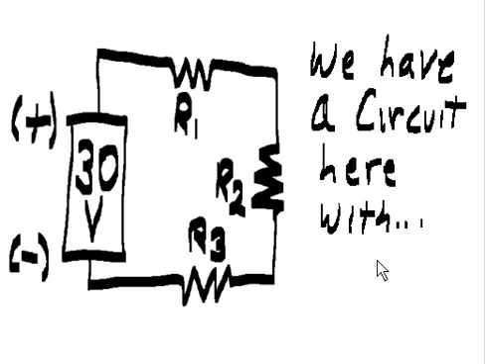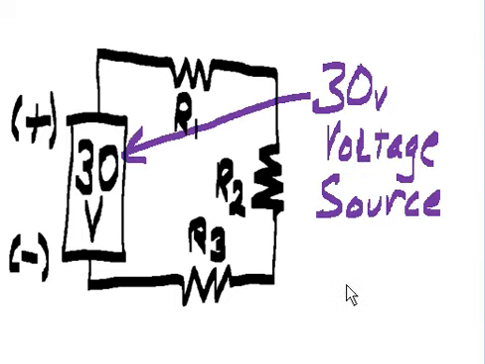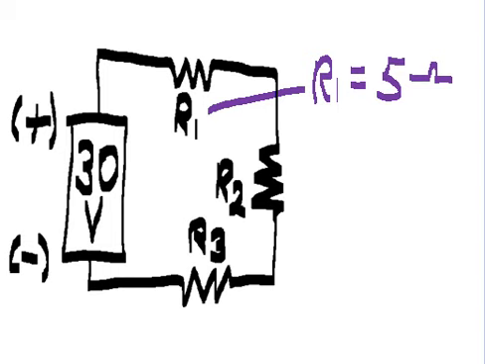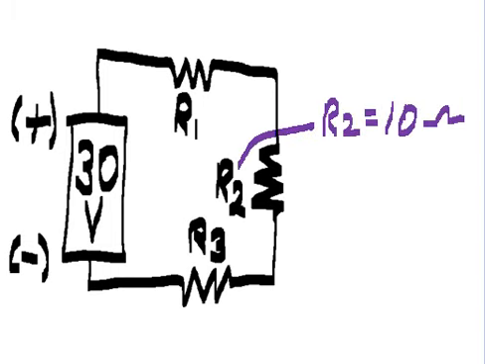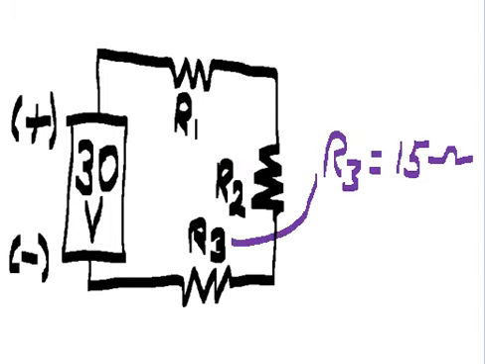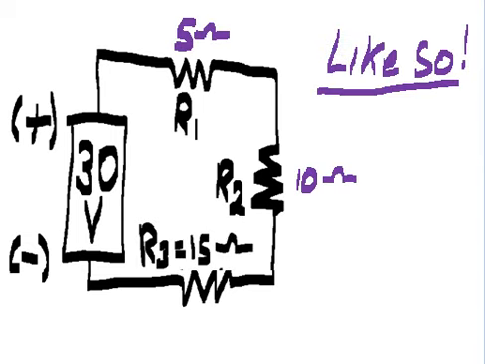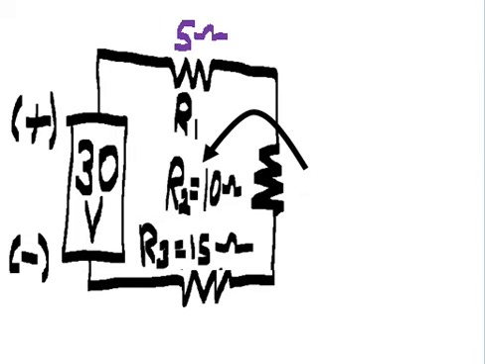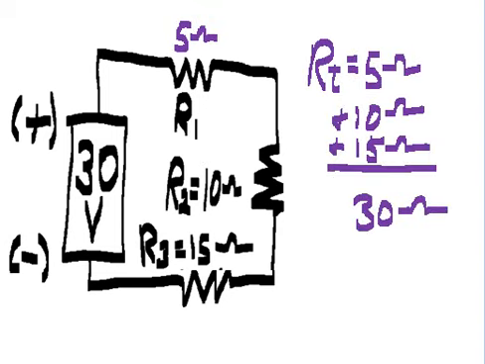We have a circuit here with a 30 volt voltage source. R1 is 5 ohms, R2 is 10 ohms, R3 is 15 ohms, like so. Let's move that over here. Total resistance is 5 ohms plus 10 ohms plus 15 ohms, that's 30 ohms.